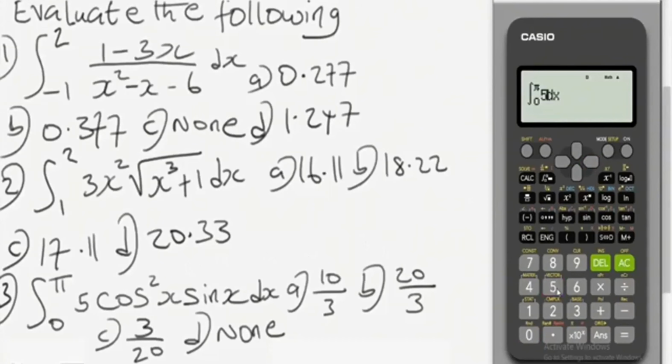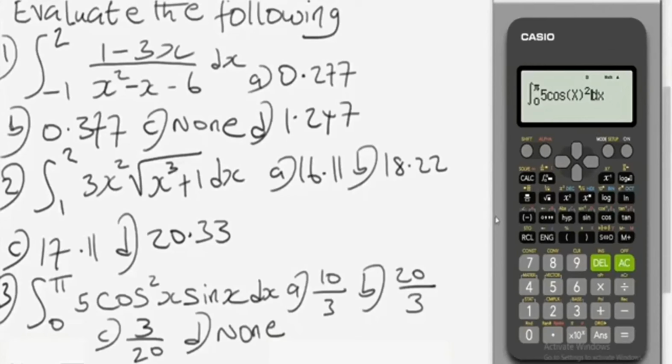We have 5 cos square x. Now look at how you're going to represent this on the calculator. Pay attention here, guys. If you miss it here, you will fail it. Cos square x is the same thing as cos, you put the x now, close the bracket and then put the square. This is how you're going to represent it on the calculator, or you do cos x times cos x, but I prefer this pattern, it is easier.